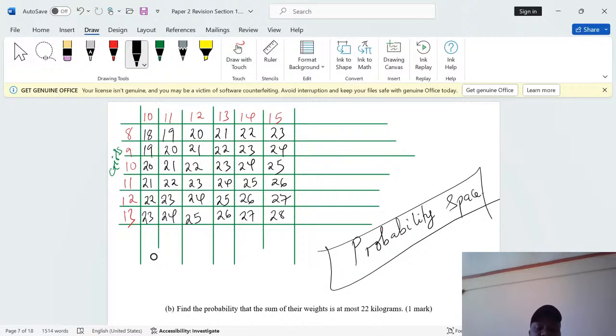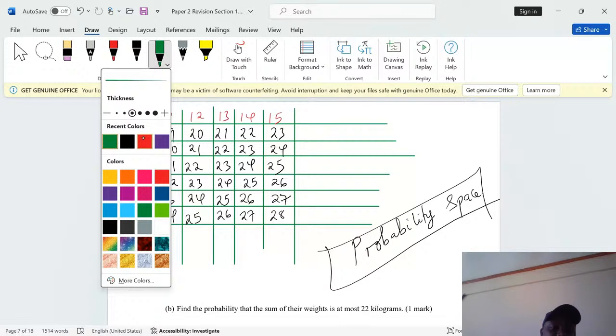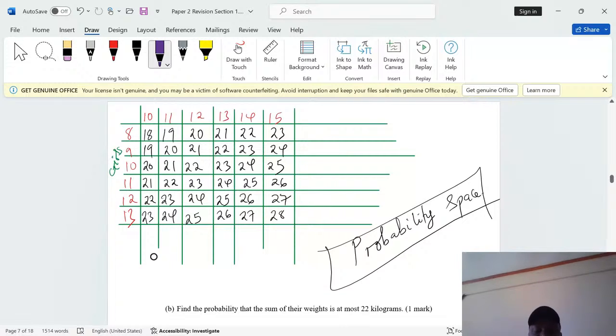Find the probability that the sum of their weights is at most 22. At most 22 means 22 and below. Therefore, for 22 and below, we're going to count the possible sums which are giving us 22 and below. Let me use a different color now, so that I may pick those sums. 22 and below. So this is the first one.